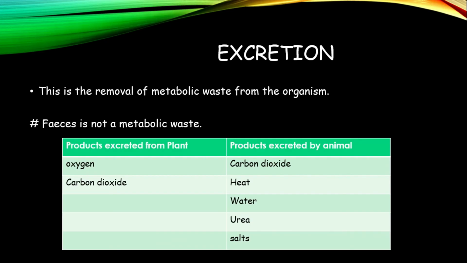Now, there are many things that we excrete, and we do this on a day-to-day basis. Example, plants would excrete oxygen and carbon dioxide. Animals would excrete, and those are not the only things, carbon dioxide, heat, water, urea, salt, and all these we will talk more about in other lessons. So all we need to know now is just probably the names, and as we go along we'll get a little deeper into the content as it relates to these products of excretion.